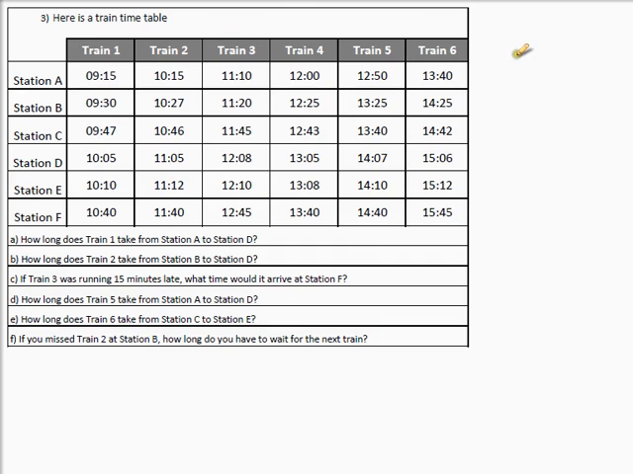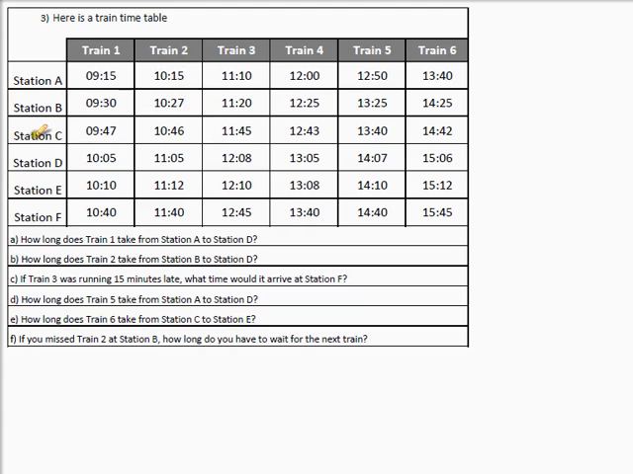Now we look at train and bus times. So if you look at this, here is a train timetable. There are the stations where the train stops. So to understand this, train 1 will start off at station A at 9:15. Now it will stop at station B at 9:30. It will stop at station C at 9:47 and so on. And then there's train 2. Train 2 will start at station A at this time. We'll move on to station B, okay?